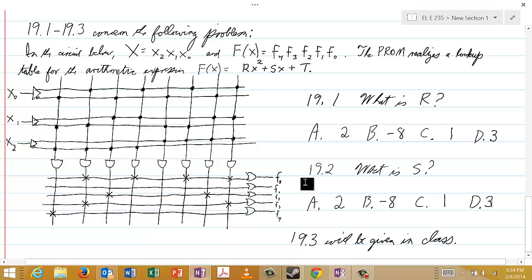And so you need to find out, for 19.1, the value of R. For 19.2, you need to find the value of S. And then 19.3 will be given in class. And in 19.1, the choices are A is 2, B is negative 8, C is 1, D is 3, and actually you have those same four choices for 19.2. And so that concludes lecture 19, and good luck.